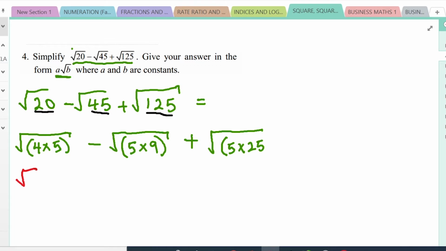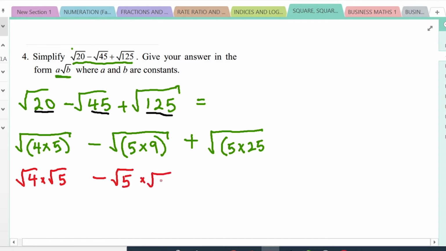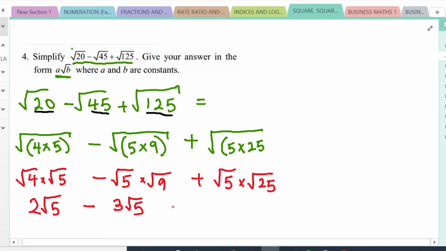This is the same as root of 4 times root of 5 minus, this is the same as root of 5 times root of 9 plus, this is root of 5 times root of 25. And of course here, the square root of 4 is 2, so this becomes 2 times root of 5. We do not know the root of 5 is going to give us an irrational number, so we leave it as root of 5, minus the square root of 9 is 3, so this is 3 times the root of 5, then plus the square root of 25 is 5, so it becomes 5 times root of 5.